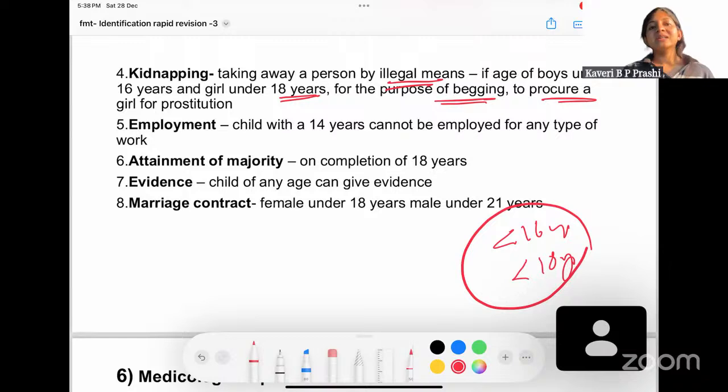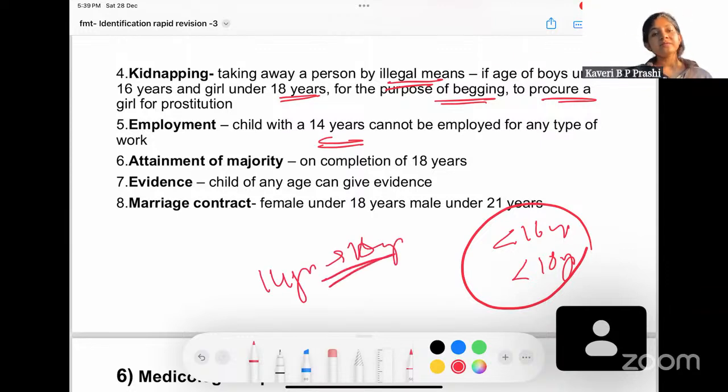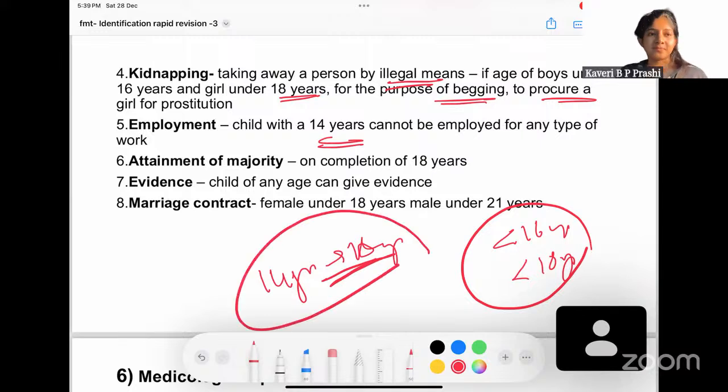A child less than 14 years cannot be employed for any type of work. Now, even if a child has reached 14 years, like 14 to 18 years, if they have to go and employ themselves somewhere for work, they have to produce a medical certificate or a physical fitness certificate stating that they are physically fit to undertake a particular work. And even after that, they have to be employed only under special circumstances. They should have only a fixed number of working hours, and they should be given a specific number of leaves in their month. Attainment of majority is after 18 years.